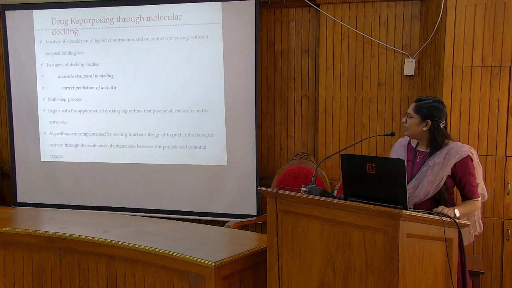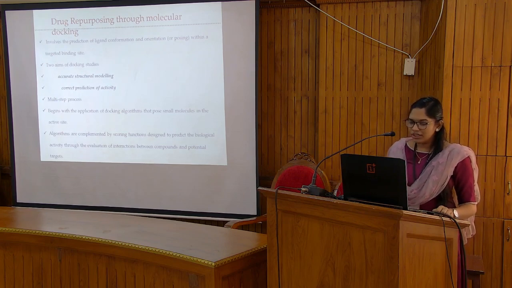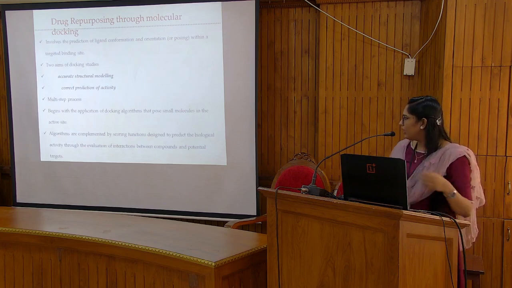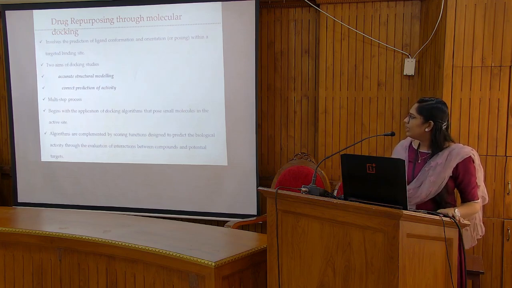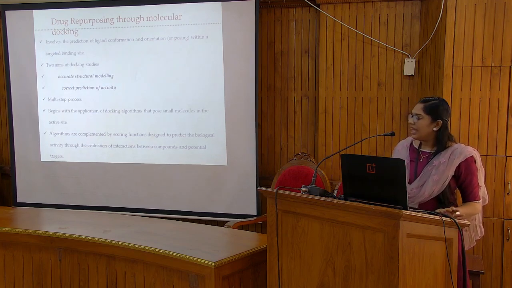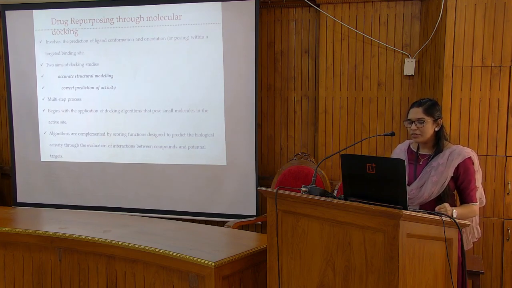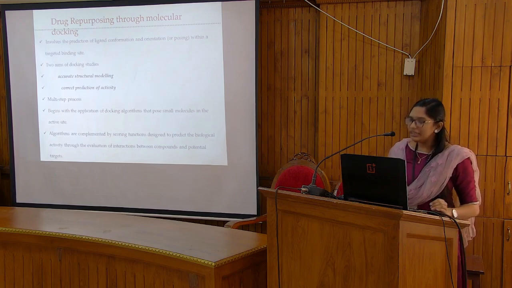Okay, so the method I've used here is molecular docking. What is molecular docking? Docking is a prediction of the ligand conformation and orientation within a targeted binding site. And the aims of docking studies are to provide accurate structure modeling and correct prediction of the activity. It is a multi-step process.